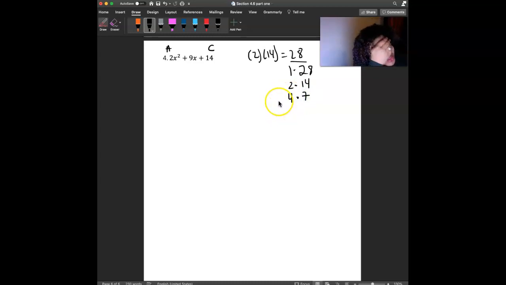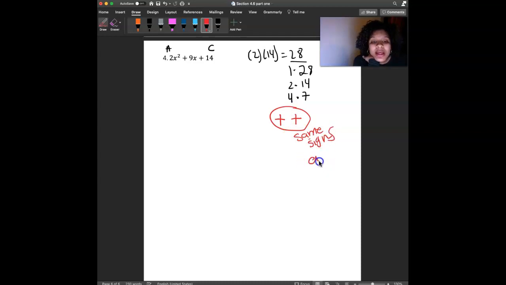Is there anything else? Am I forgetting one? I don't think so. Do you agree? Hopefully you do. 1 times 28, 2 times 14, 4 times 7. I believe that's it. Now, let's find our signs. So I have a positive right here. And then a positive times a positive is another positive. So same signs means I need to add.